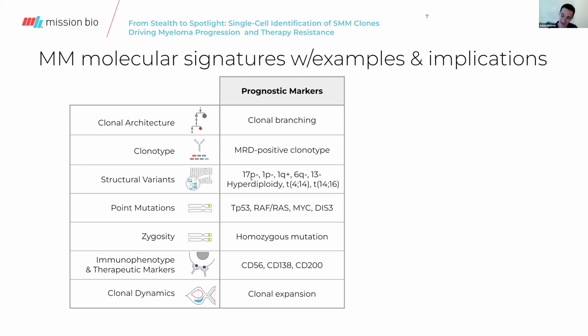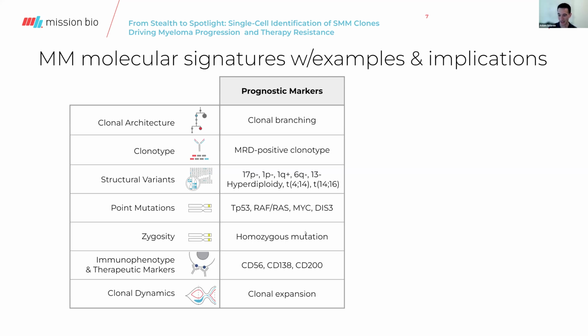For structural variants, there's loss of 17p, which is associated with TP53, loss of 1p, gain of 1q, and so on, hyperdiploidy, translocations, those are all prognostic. For point mutations, you have TP53, RAS, MYC, DIS3, and many others. For zygosity, as I said, you really want to know, is it homozygous? For immunophenotype, if it's CD56 or 138 or 200, those are all indicative of poor prognosis. And obviously, clonal expansion gives you poor prognosis.